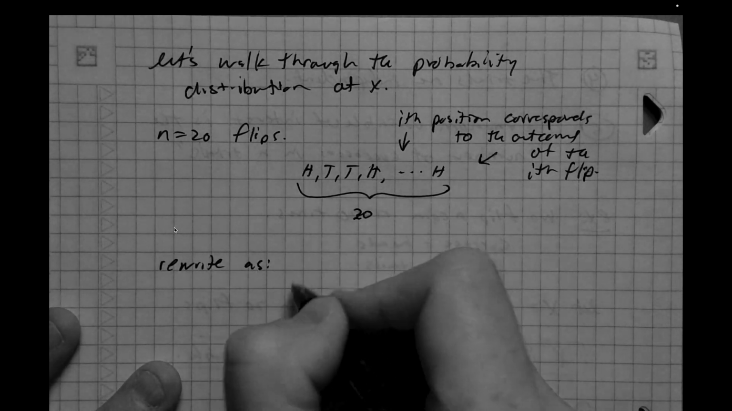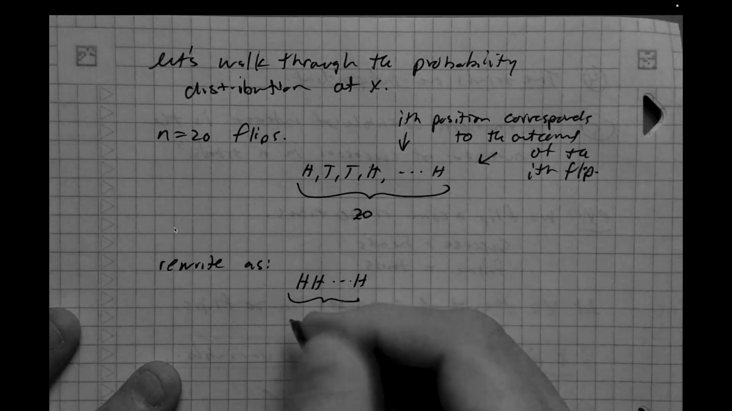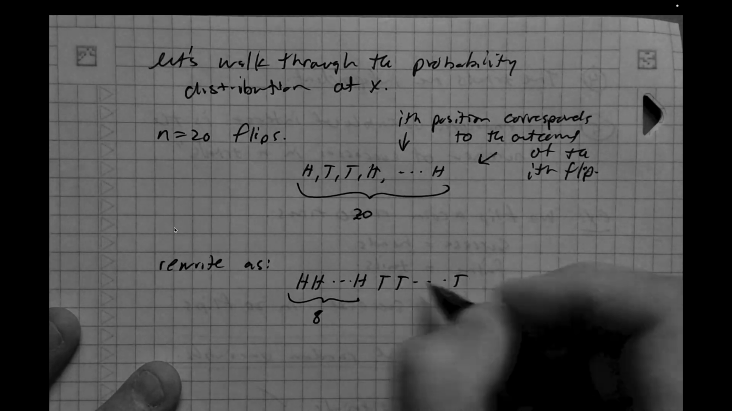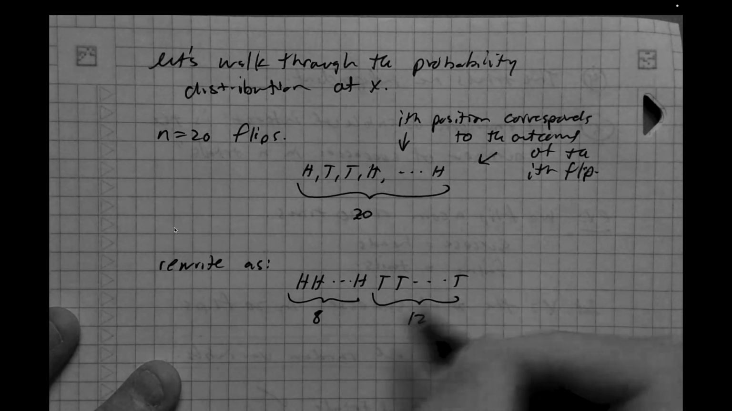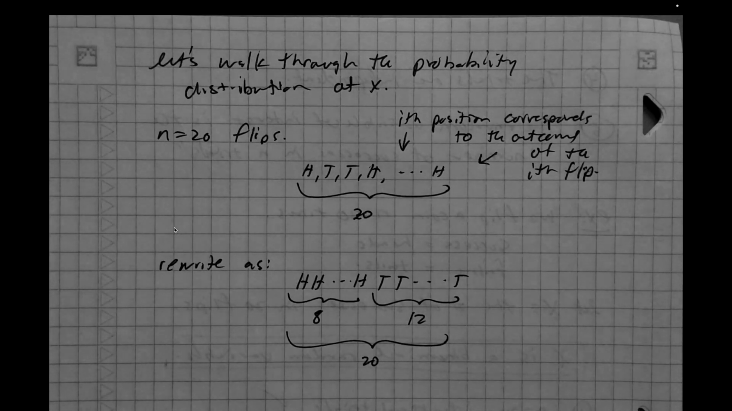this thing as heads, heads. So I've got, we'll say 8 of those, just for example, tails, tails, and I'll have necessarily 12 of those, right? Because there's 20 in total. Okay, so all I'm doing here is just reorganizing these for convenience. And we're just building towards understanding what this probability must be.